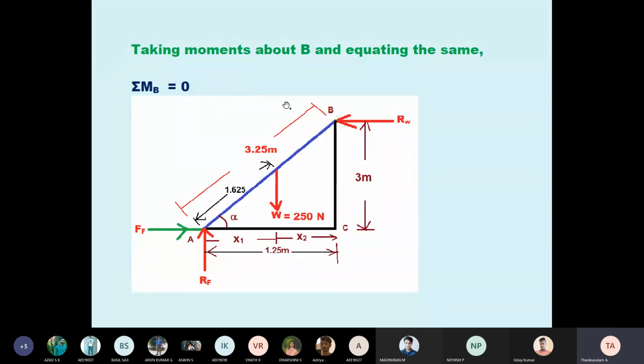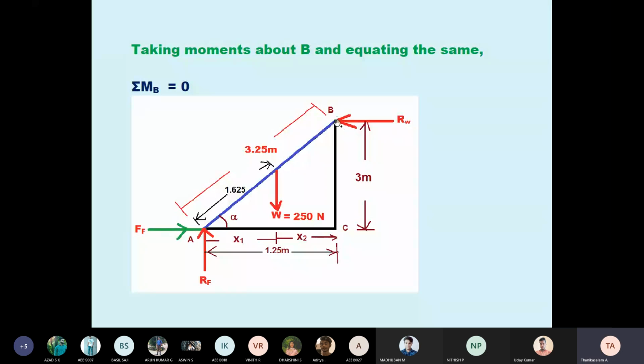Then which forces are not giving moment? I told you, any force passing through the reference point does not give moment. See, B is the reference point here, and RW is acting there, so RW won't give moment. Any other forces coming to point B? No. So only RW does not give moment. What is moment? The other forces give clockwise moment or anti-clockwise moment. Students, remember again: clockwise moment positive, anti-clockwise moment negative.